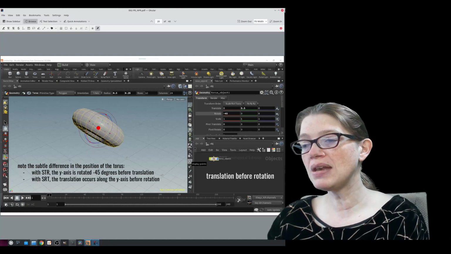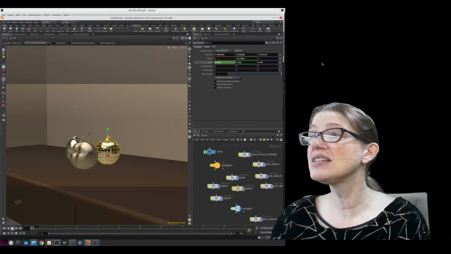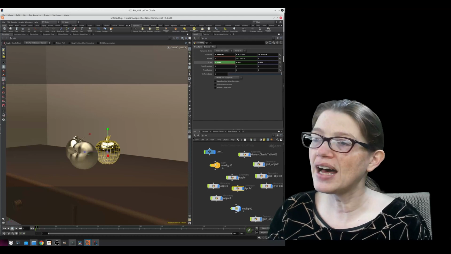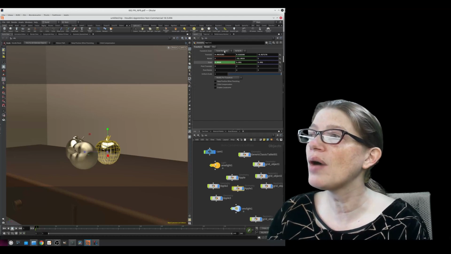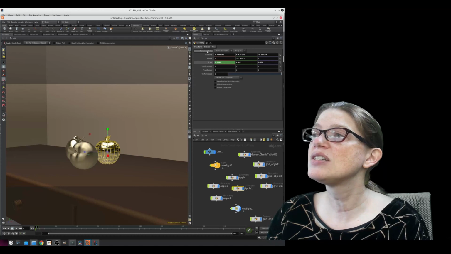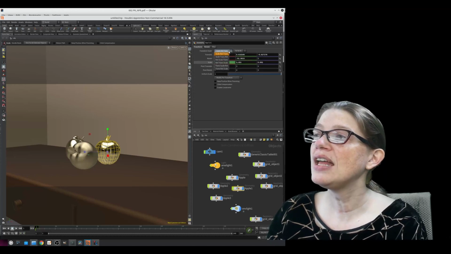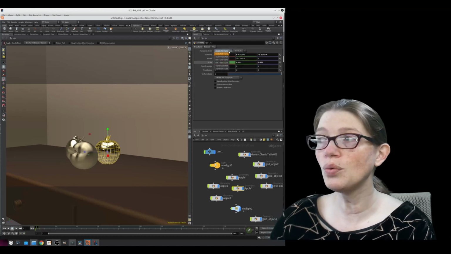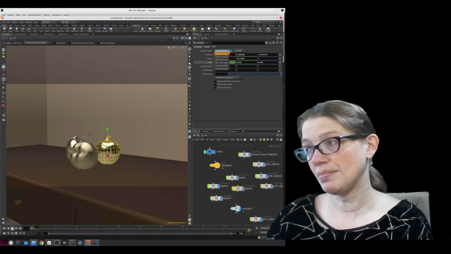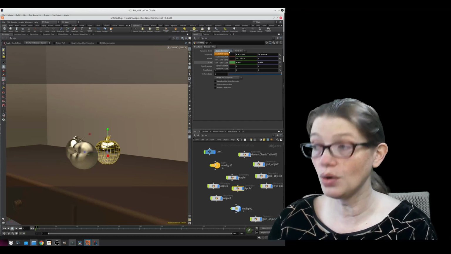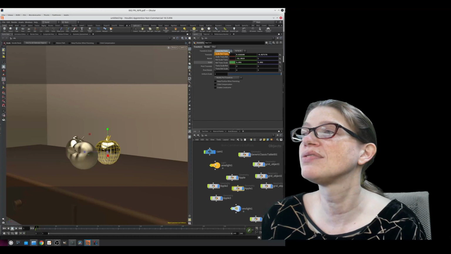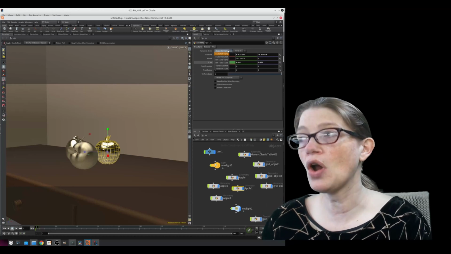Now, you can actually manipulate this in Houdini, as you might have guessed. When you've highlighted an object, you can go up here, and it says transformation order, and you can choose what order you want it done in, in case you wanted to do it in a different order, which you might have a very good reason for doing for certain objects.